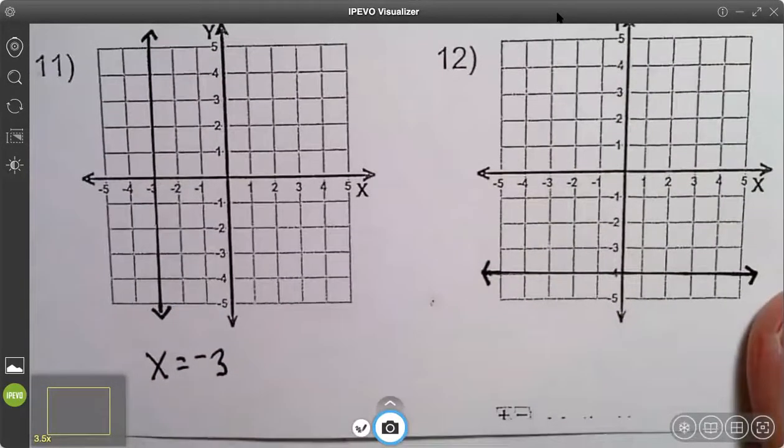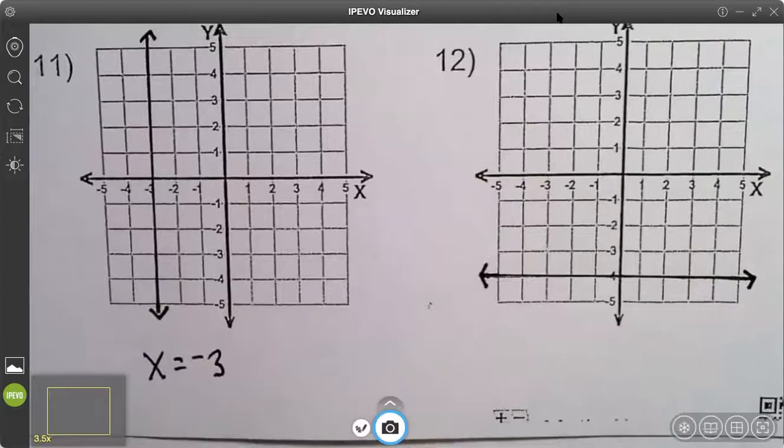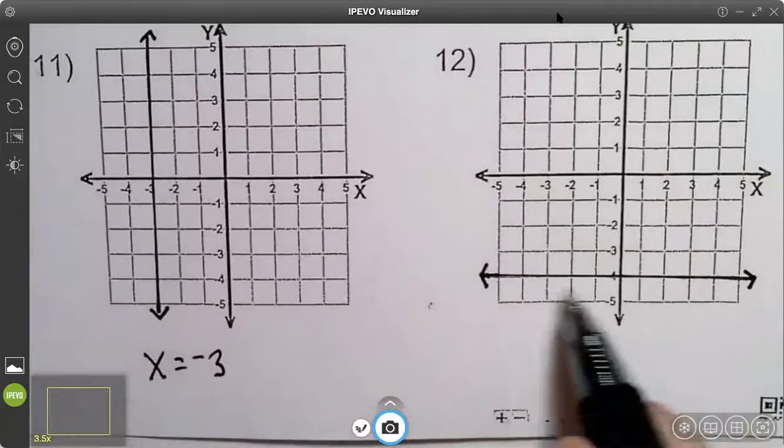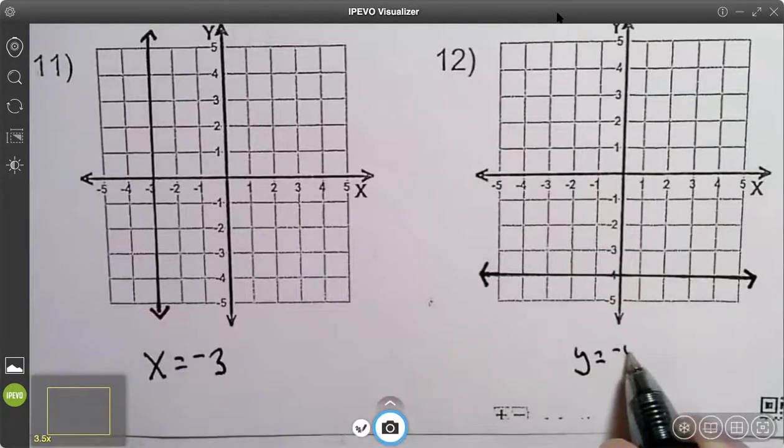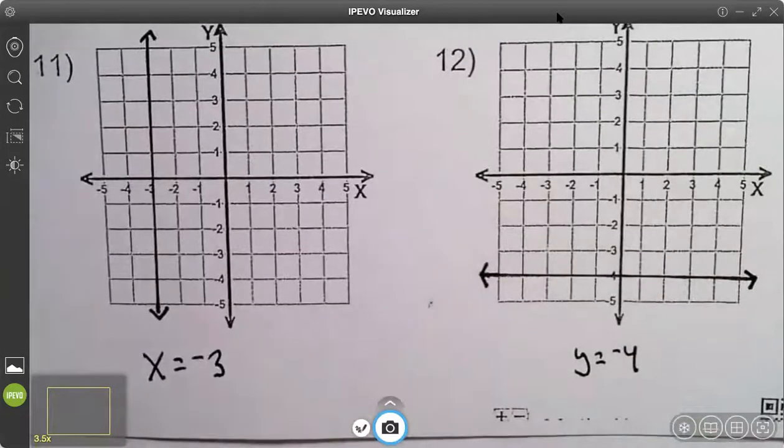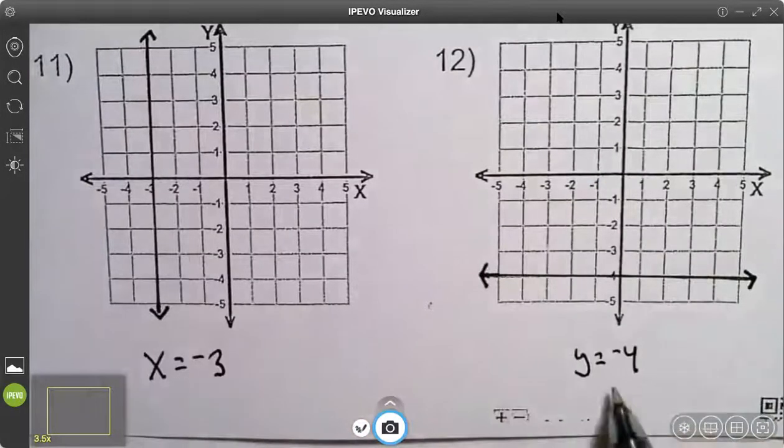Try number 12. If you have a horizontal line with a 0 slope, your equation is y equals whatever the y-intercept is. Vertical lines, x equals the x-intercept. Horizontal line, y equals the y-intercept.